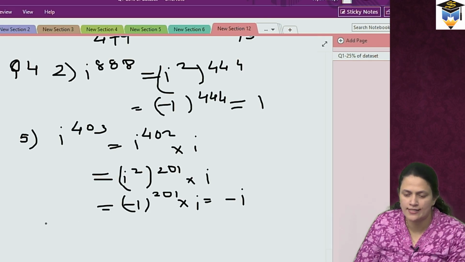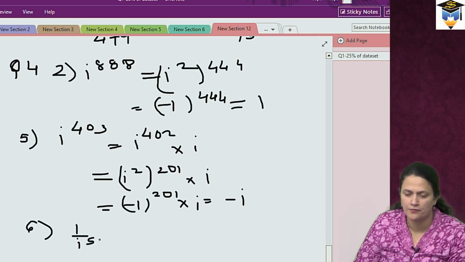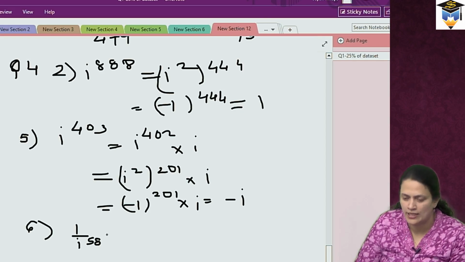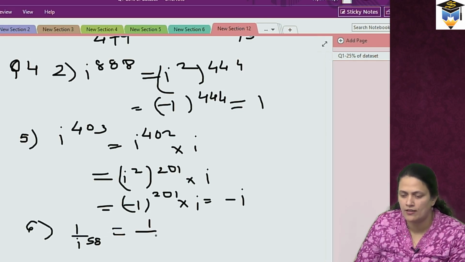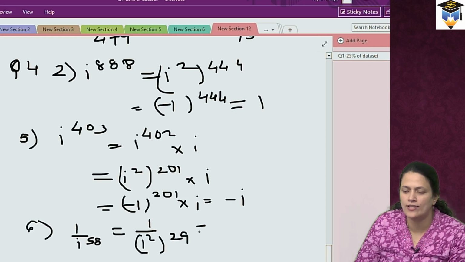Now let us solve the sixth one. 1 upon i raised to 58. So that can be written as 1 upon i square raised to the power 29. So we know i square is minus 1. So minus 1 raised to an odd power is again minus 1. So the answer is minus 1.